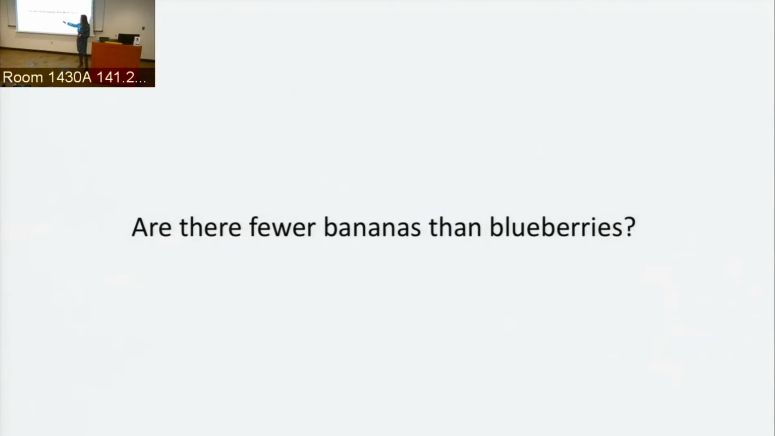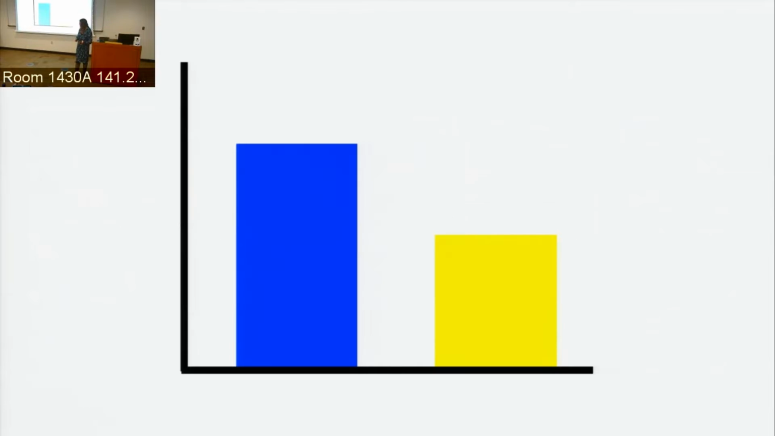First, we either showed a question to college-age participants or read the question out loud to the children. Some of them were too young to read, like 6, so we read them the question. It was always phrased as a magnitude comparison. So, are there fewer bananas than blueberries? And then we'd show them the graph.